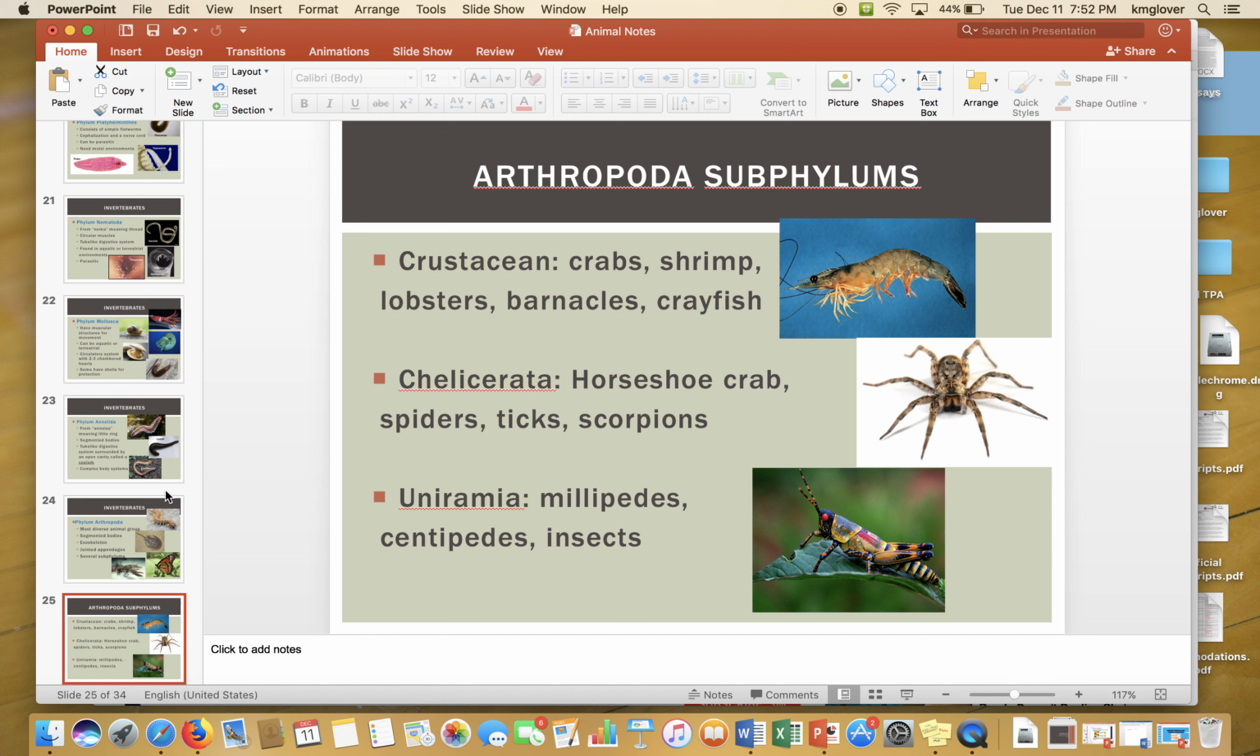So if you look, the horseshoe crab and the spider are actually in the same subphylum, which is very interesting because they are so different. You also have Uniramia, which are your millipedes, centipedes, and insects. Okay, so your insects are in the phylum Arthropoda.